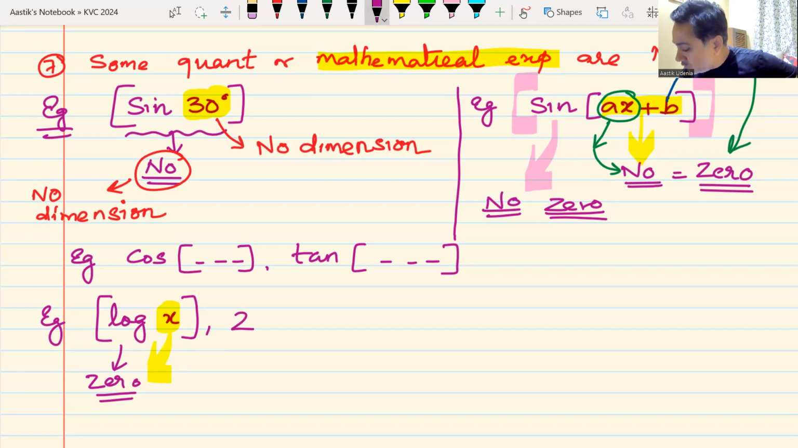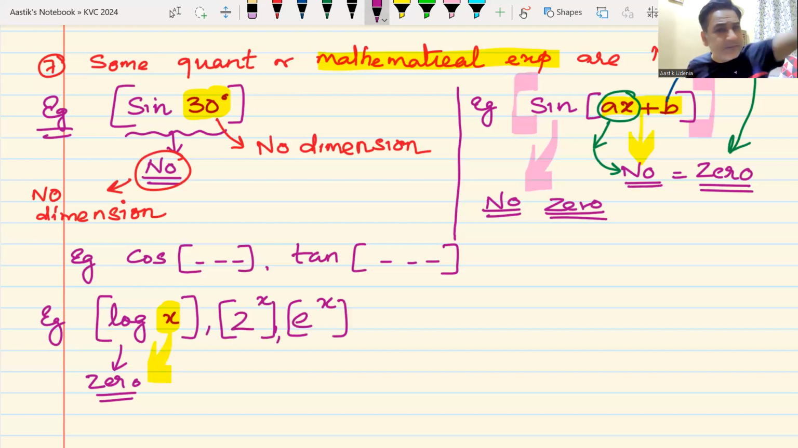Let us think about one more expression. Sometimes we'll have 2 or 3 or 4 or 5 or e. e is known as Euler's number, a mathematical expression. What about this entire quantity, 2 raised to the power x or e raised to the power x? What can you say about the dimension of this 2 raised to the power x, 2 raised to the power 5, 2 raised to the power 10? 0. This is also 0. What about this gentleman x? That is also 0, sir. That is also 0.